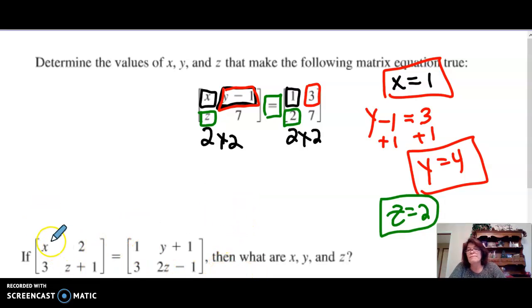So let's try this next one. Here we have another 2 by 2. Be careful. I've had students in the past say, no, that's a 2 by 3 because of this y plus 1. They take that as 2 different columns, but they're not. Y plus 1 is one element.